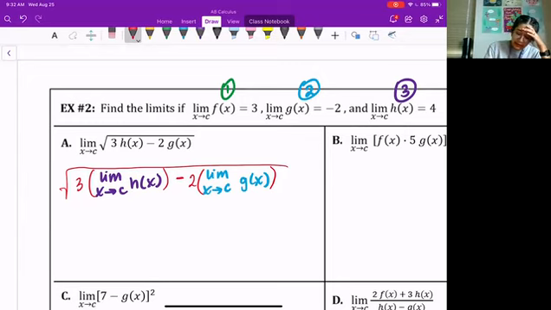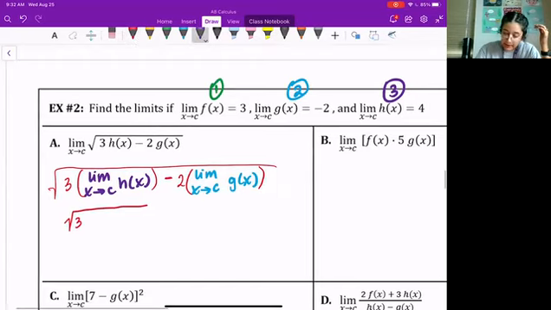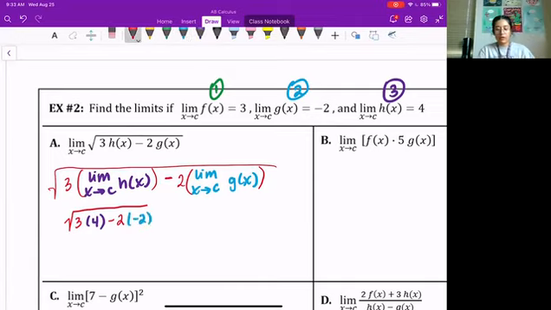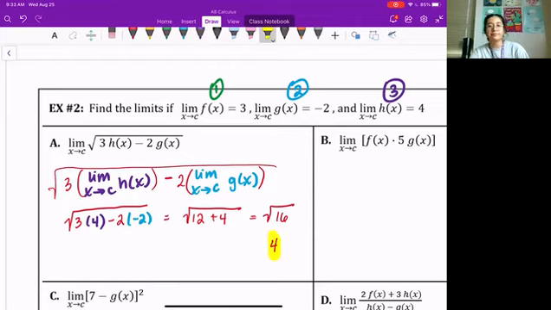So here, got our big square root sign. They told us number 3 up at the top, the limit for h of x as x approaches c was 4, minus 2 times. Then they said the limit for g of x as x approaches c was negative 2. All right, so 3 times 4 is 12. Negative 2 times negative 2 is positive 4. When I add that, that's 16. And the square root of 16 is 4. Done.